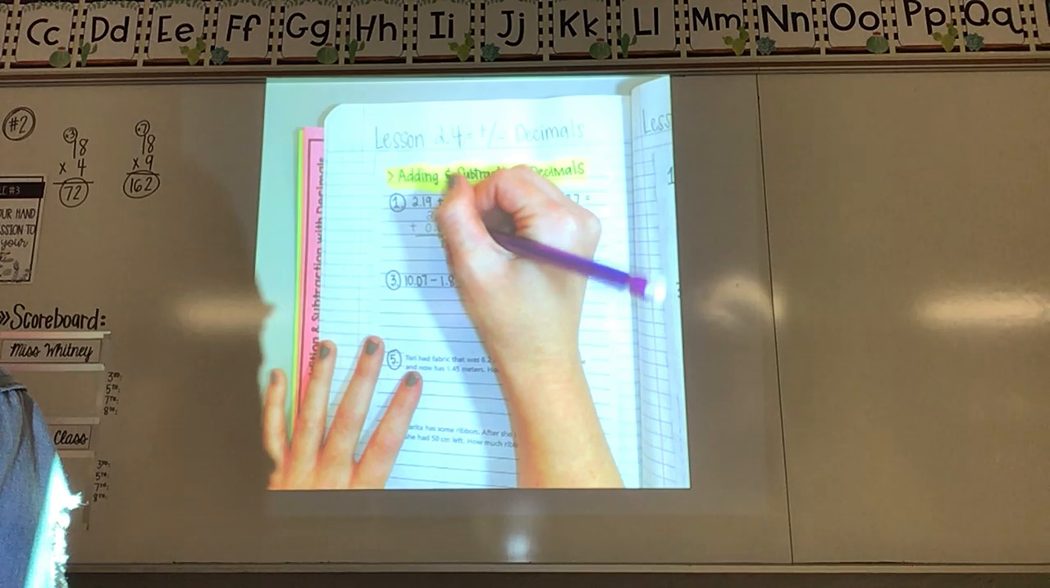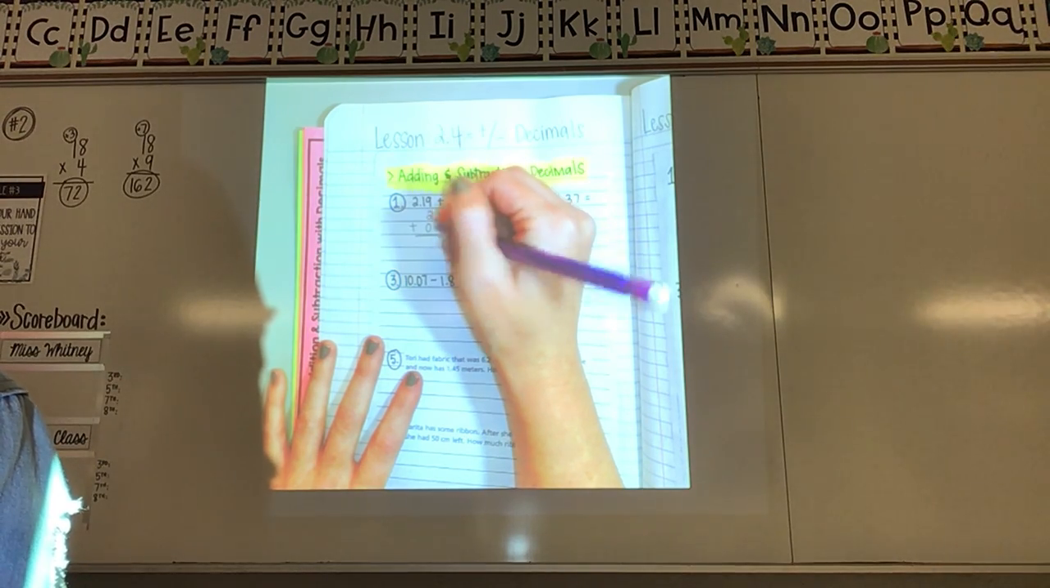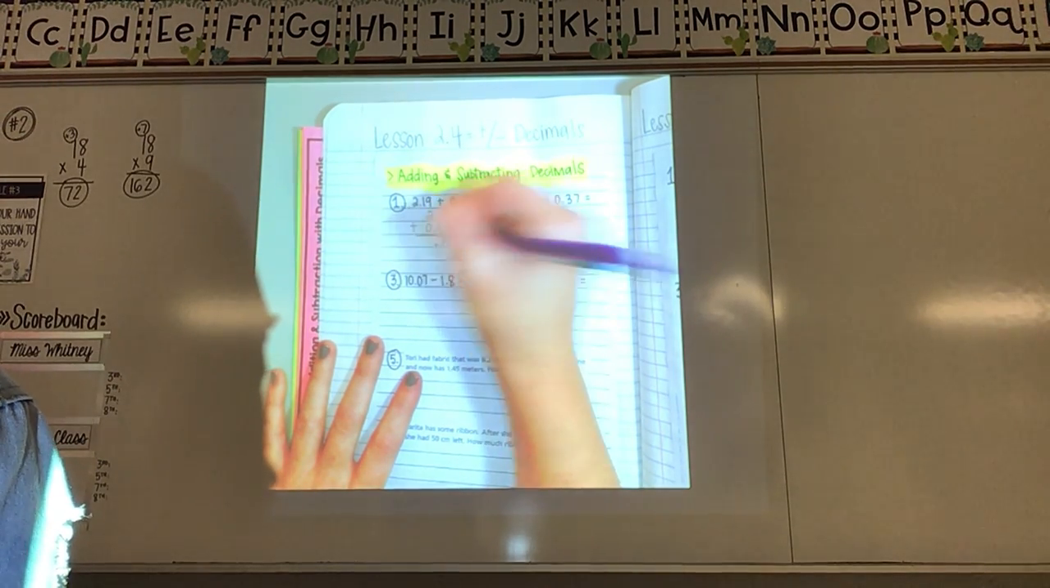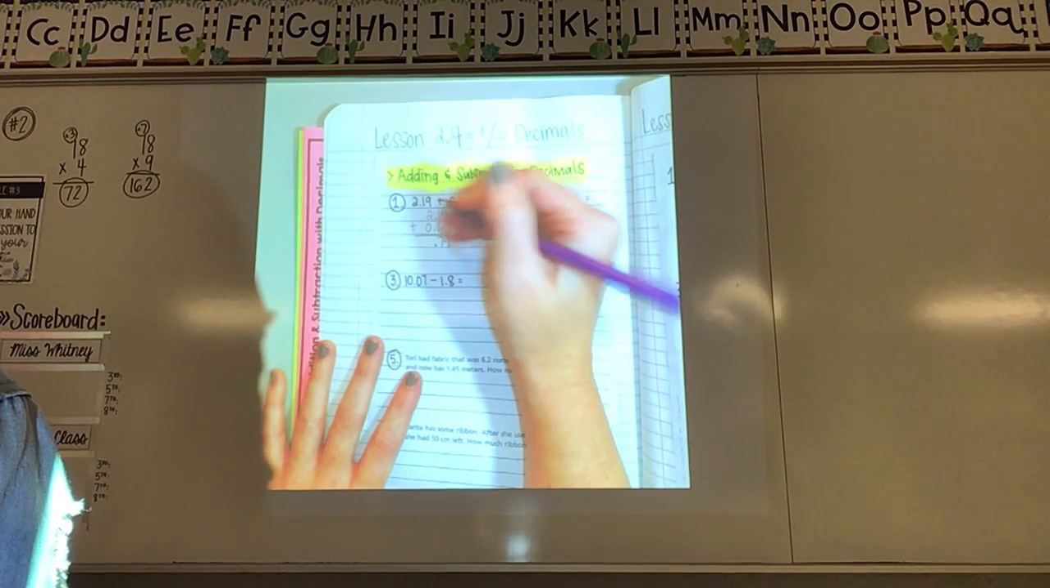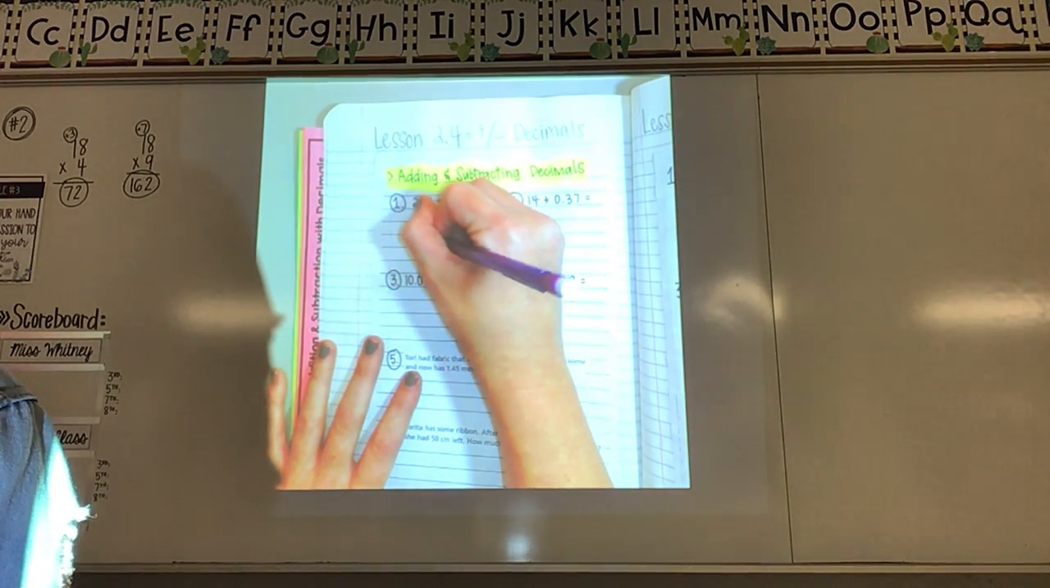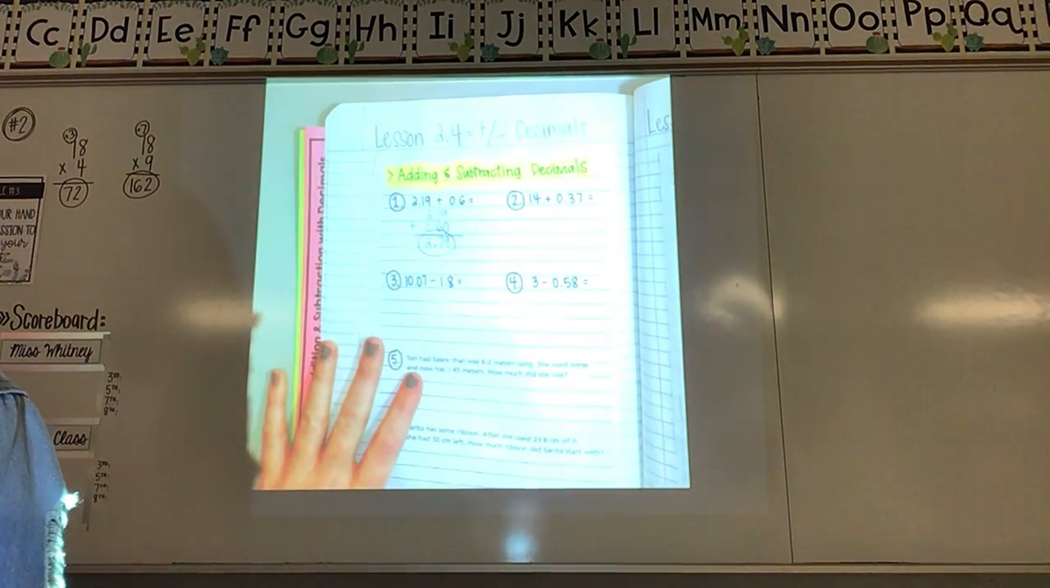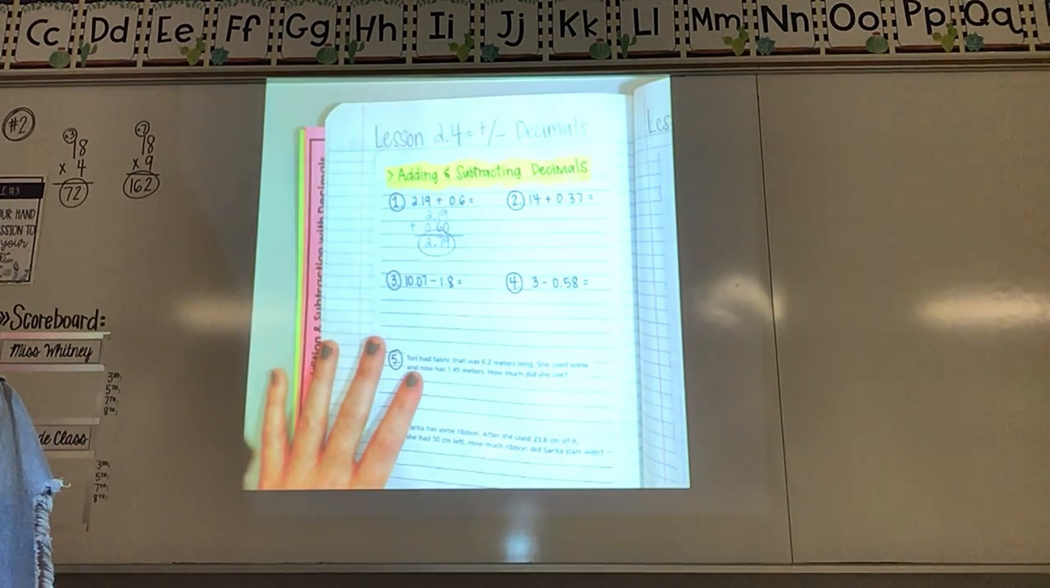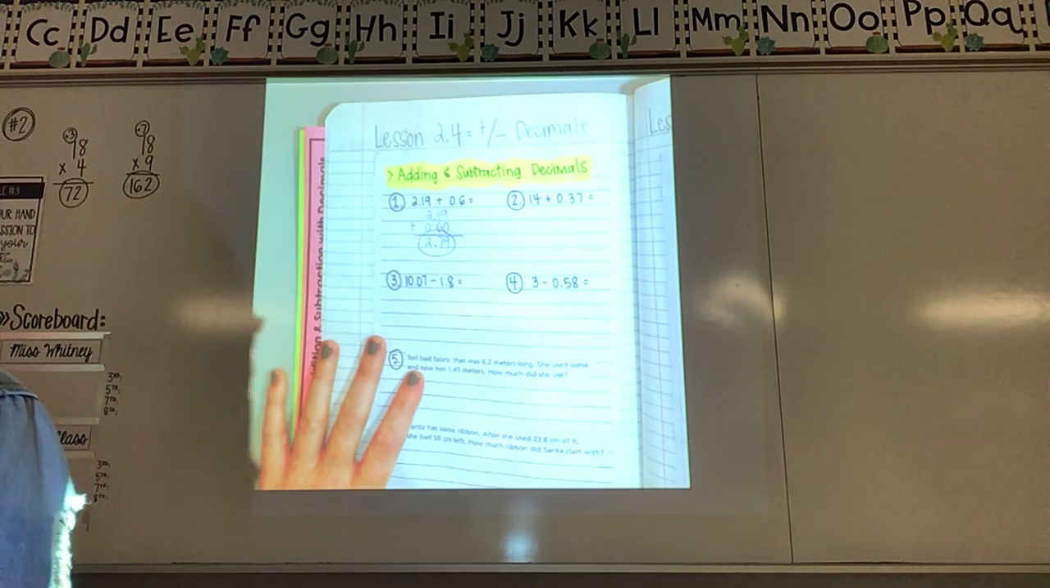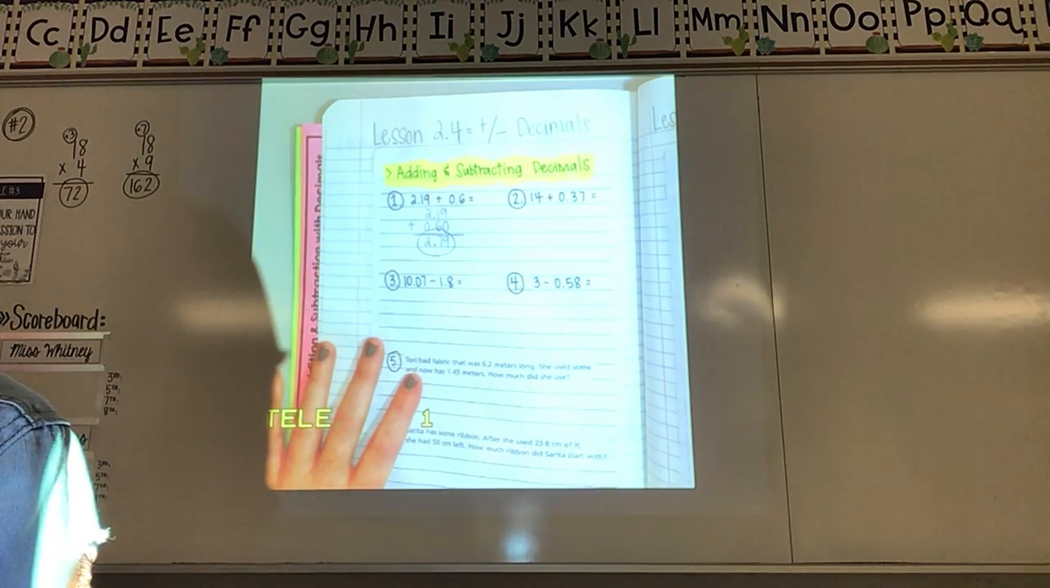Now I'm at my decimal point. When I see that I'm at my decimal point, I just copy it down into my answer down here. So copy the decimal point down and keep going. 2 plus 0 is 2. So my answer would be 2.79. Just like regular addition, it's just when I get to that decimal point, I really want to pause and copy it down for my answer.